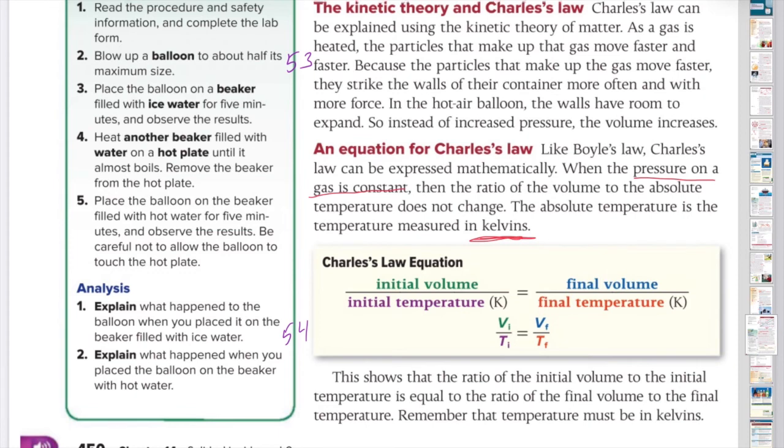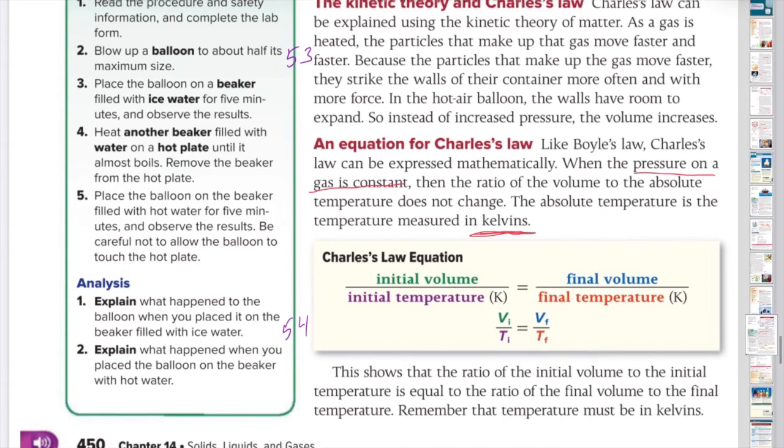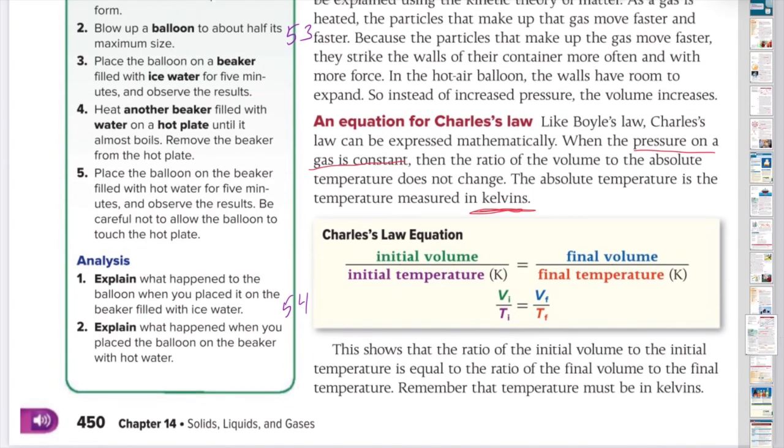Unlike Boyle's law, where it didn't matter what the units were as long as you used the same units on both sides, with Charles' law you have to have the temperature in Kelvin. And remember, to convert to Kelvin, we take our temperature in Celsius and add 273.